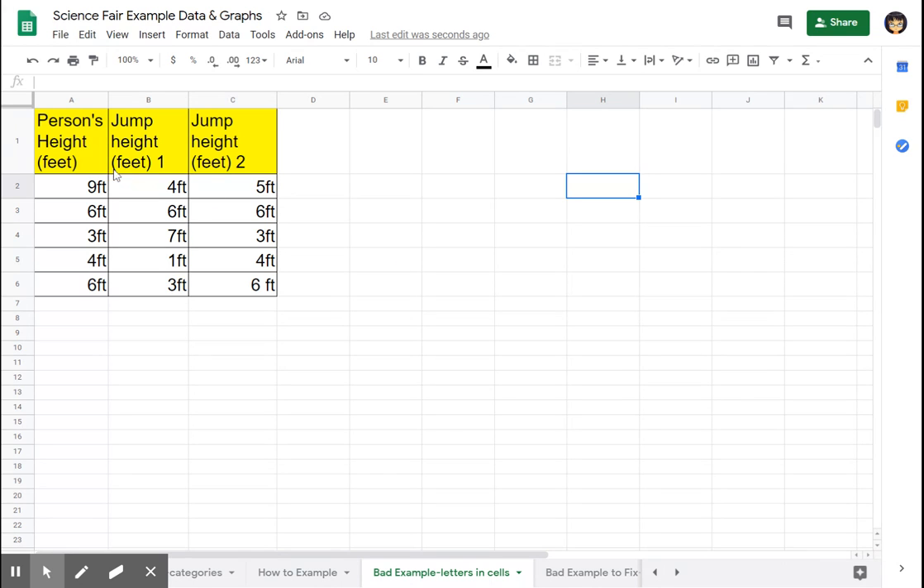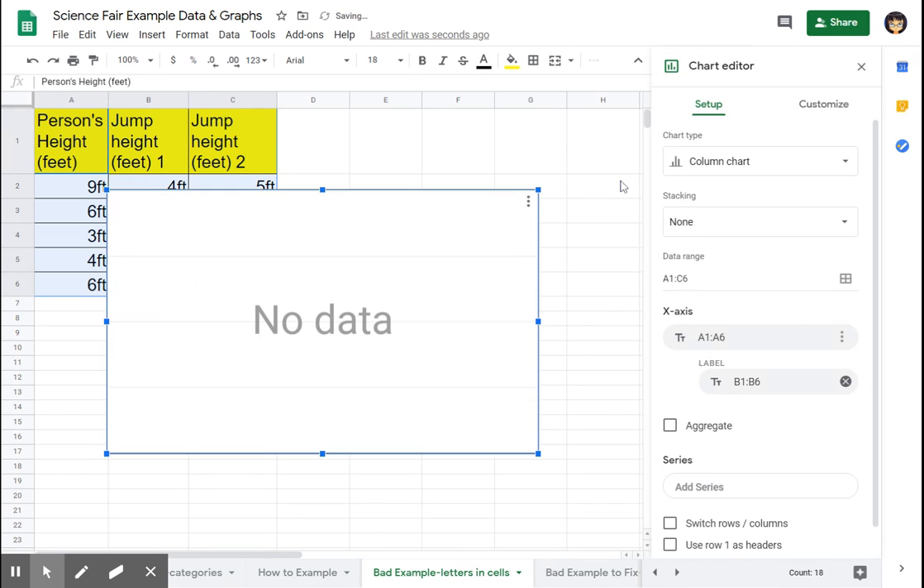Okay, so here's some data about how tall some people are and how high they jumped. And this is totally made up because there's nobody 9 feet tall at our school. Anyway, if you just took all your data like this and tried to graph it, here I selected all the data and I'm going to go over to the little graph button. See that Insert Chart, it looks like a little tiny bar chart. If I press that, ordinarily that would make a graph.